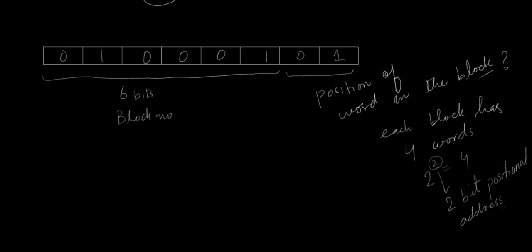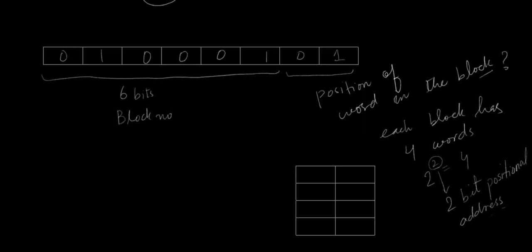So 2-bit positional address, what does that mean? That simply means that I have a table like this. If I put 0, 0, this is word 0. This is 0, 1, so this is the word at position 1. If it's 1, 0, it's word 2. And if it's 1, 1, it's simply word 3. So we can have from word 0 to word 3. These are the positions in the block. Every block can have position 0, position 1, position 2, and position 3.